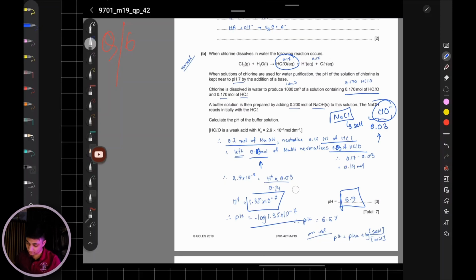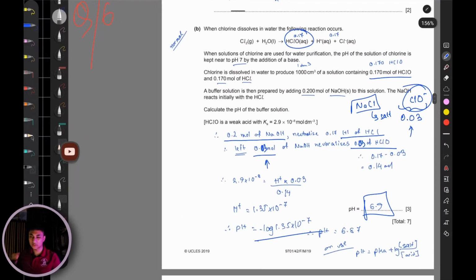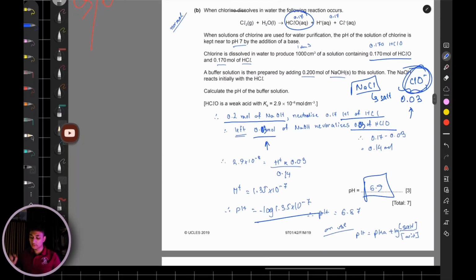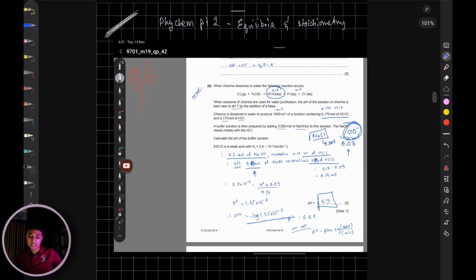Fair enough. It isn't that complicated, but fairly complicated, since you need to consider 2 steps. One reacts with HCl, next reacts with HClO. Then also consider that some will be left and dissociate in the presence of ClO ions, which acts as a base. So that is how you find out the H plus concentration and that is how you're going to find out the pH of the solution. Fair enough. That is your question 6.